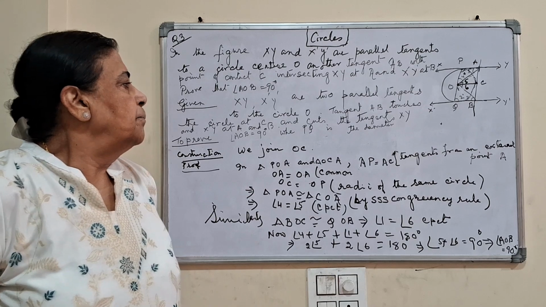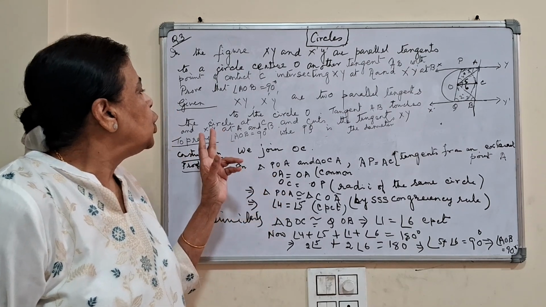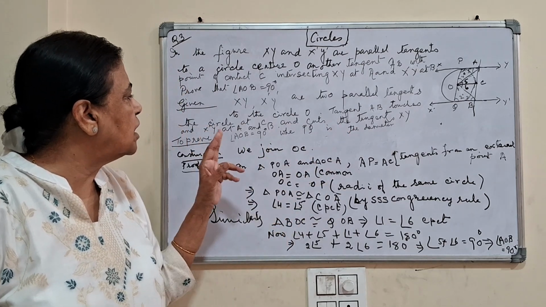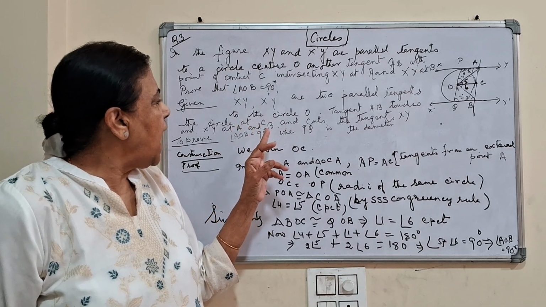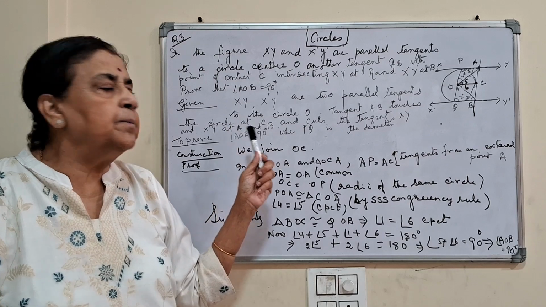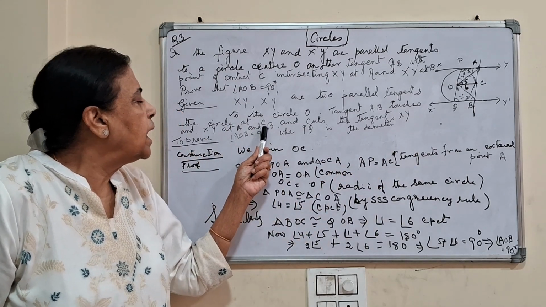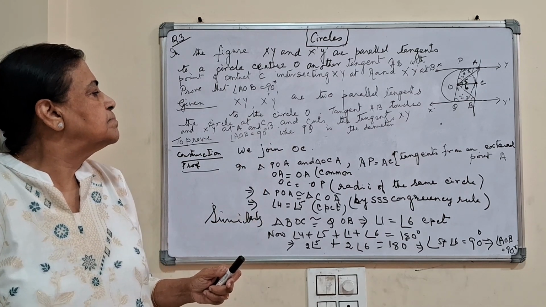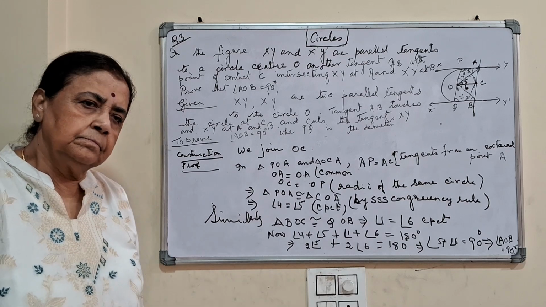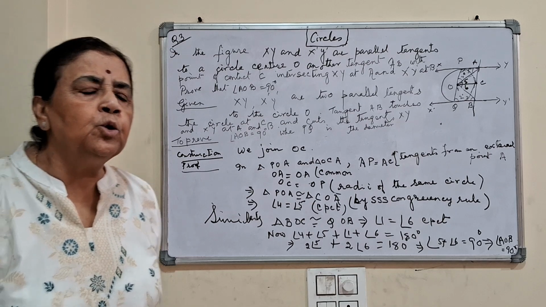Now, XY and X'Y' are two parallel tangents given to the circle O. Tangent AB touches the circle at C and cuts the tangents XY and X'Y' at A and B. Prove that angle AOB is 90 degrees. Now, in the figure, we join OC.